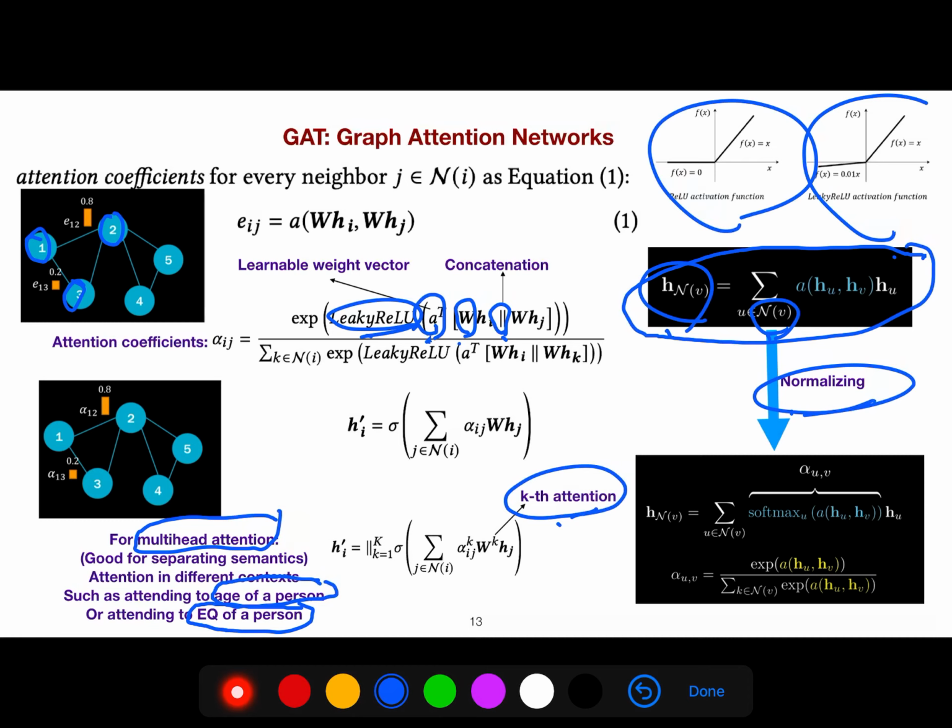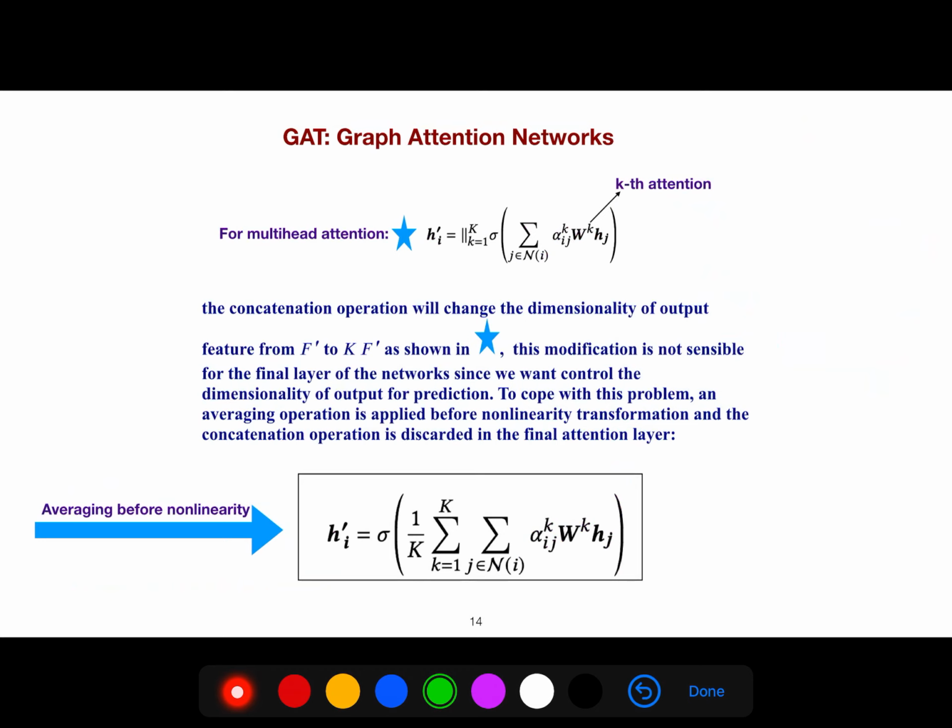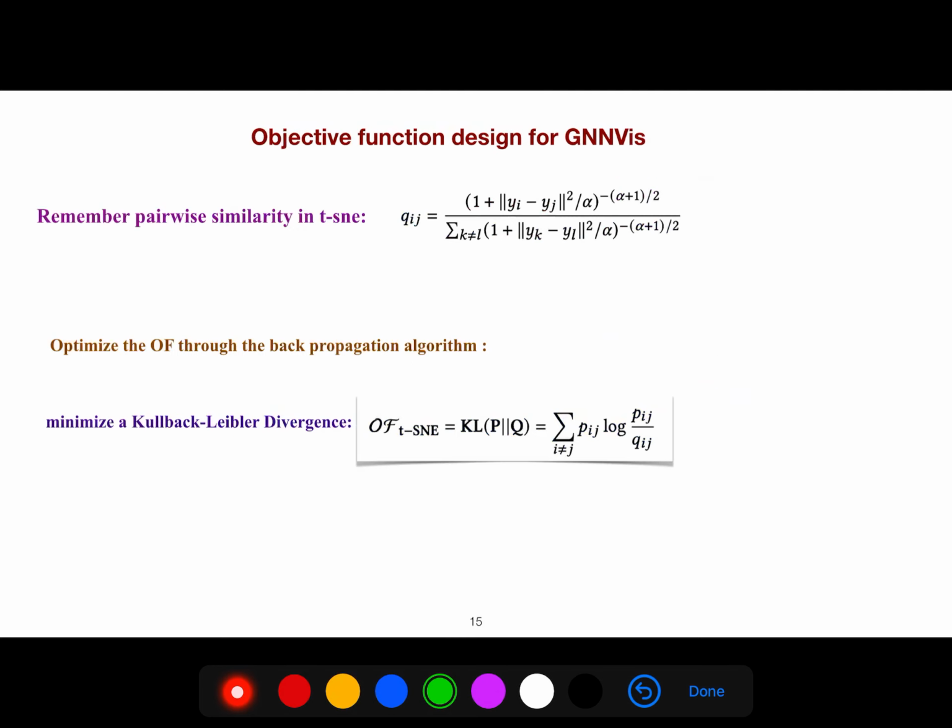And so you are learning by using these weights. So I said there are 2 kinds of weights: this W, which is shared, and the A. So learning them, you can obtain your representation. And finally, because the dimensionality is changing, you should first do averaging and then use this nonlinearity.